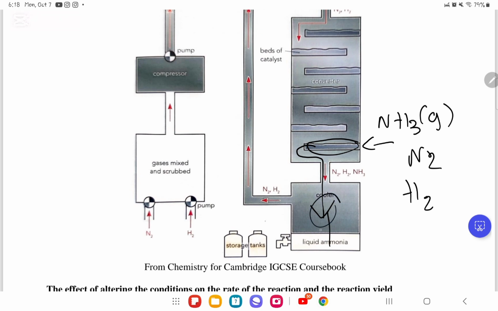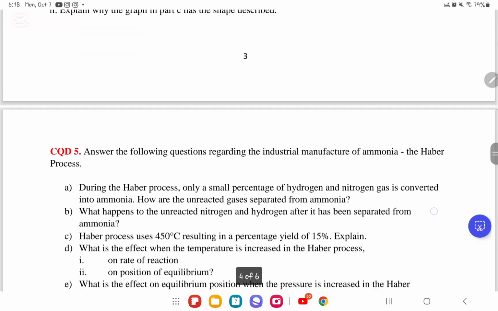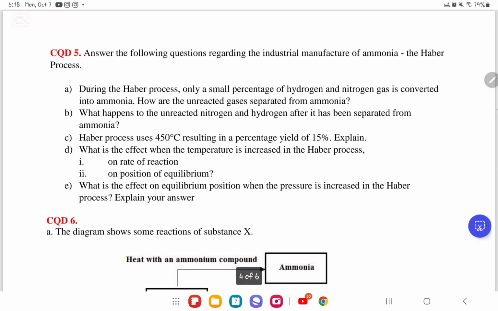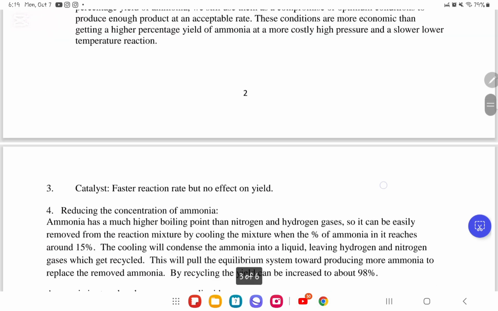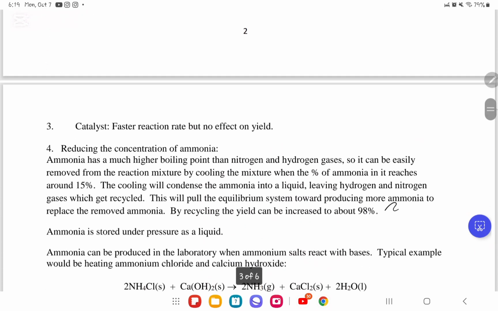So with the cooler, the ammonia will liquefy, and so then the N2 and H2, which need a very low temperature to liquefy, will stay as a gas, and so then they will go up and repeat. So they're asking us, how do we separate nitrogen and hydrogen from ammonia? By cooling. Now what happens to the unreacted nitrogen and hydrogen after it has been separated? It will be reused. So we say it is recycled. Again, we say it is recycled, and our rate increases to 98%. Because if we go up and we see over here, our rate increases to 98%.